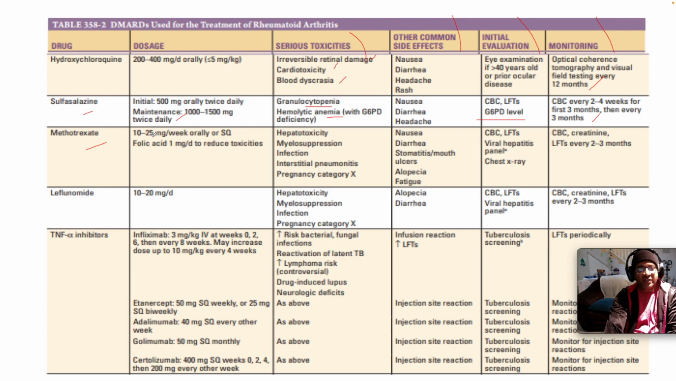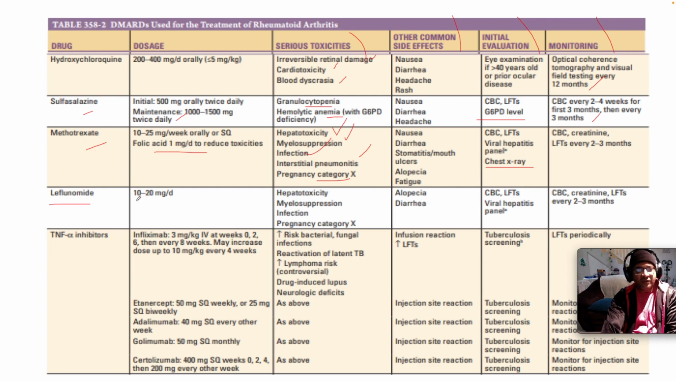Okay, methotrexate is the anchor drug in RA management. So you want to give a dose of 10 to a ceiling of 25 milligrams weekly orally. You want to also co-administer folic acid 1 milligram per day to reduce toxicities. But serious toxicities are many: hepatotoxicity, myelosuppression, infection, interstitial pneumonitis, and it is category X in pregnancy. You've got to rule out pregnancy and counsel the patient about the risk of toxicity and teratogenicity if she falls pregnant, right? Other common side effects are nausea and diarrhea, stomatitis, mouth ulcers, alopecia, and fatigue. Initially, you want to do your full blood count, liver function, viral hepatitis panel, chest X-ray to rule out any pre-existing lung disease, because methotrexate can cause interstitial pneumonitis. Okay, monitoring wise, you do your full blood count, your creatinine, liver function every 2 to 3 months.